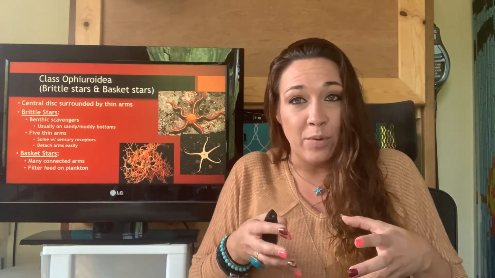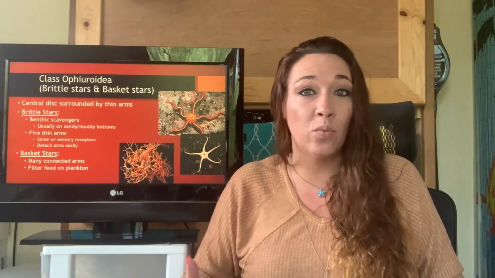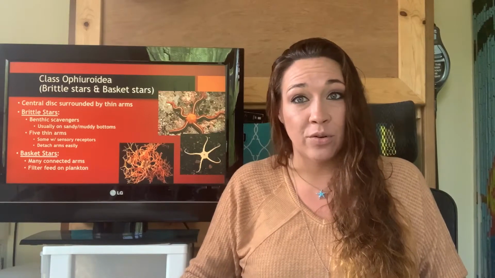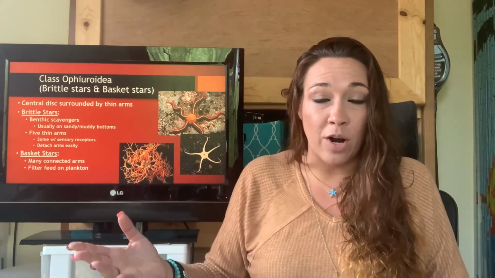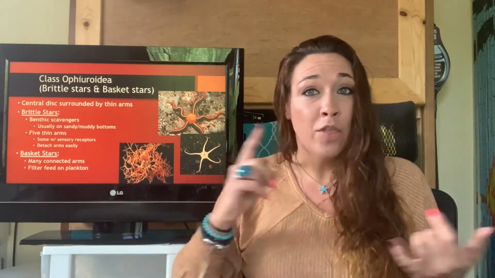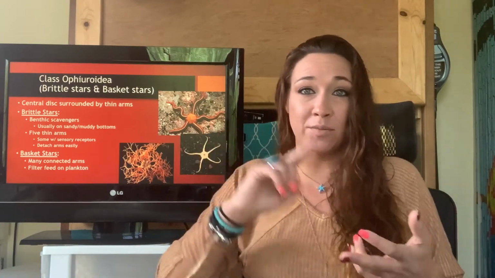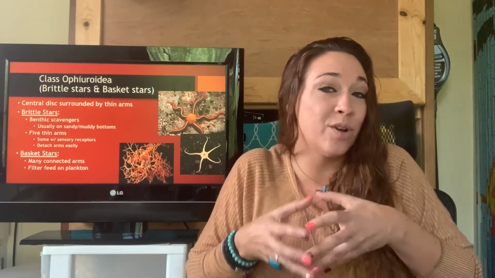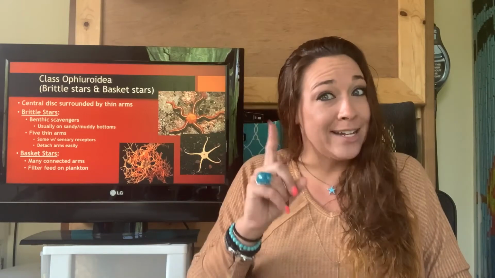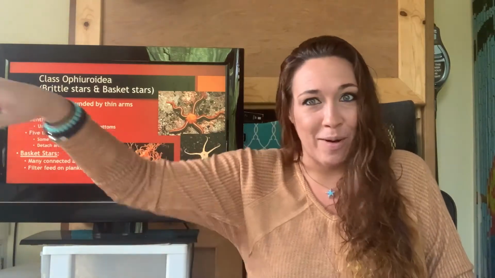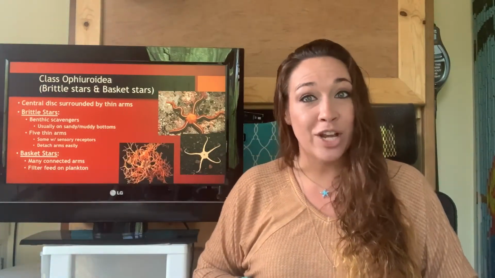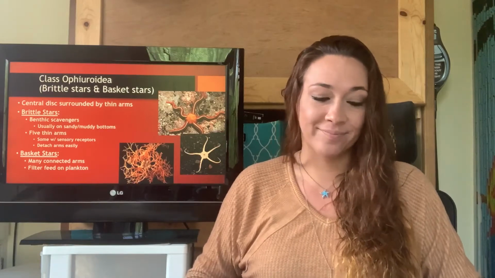So it's not going to be anywhere else. It's not going to be in the arms, which is why they can so readily drop their arms if they need to. So it's okay for them to lose an arm every once in a while because that's okay. Their respiratory system, reproductive system, digestive system, it's all in that central disc. So as long as their central disc remains intact and they have at least one arm so we can actually go out and grab food, then they'll be okay. They'll be able to regenerate the rest of those arms.